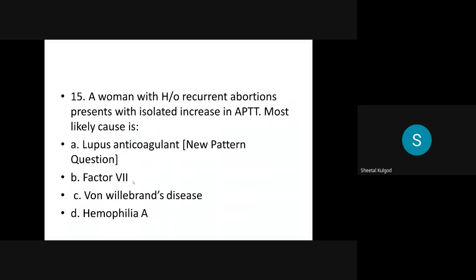Factor 7 deficiency, von Willebrand's disease and hemophilia are coagulation disorders where there is derangement of not only the APTT, but also the PT, the BT, the clotting time, everything. So an isolated increase is seen only in cases of antiphospholipid antibodies or lupus anticoagulant, especially when there is a presence of a lupus anticoagulant. Clear to all of you? So the answer will be A. Yes, ma'am. Okay.